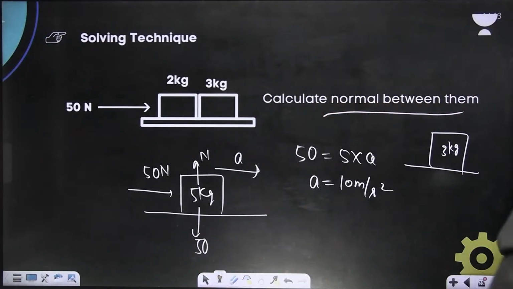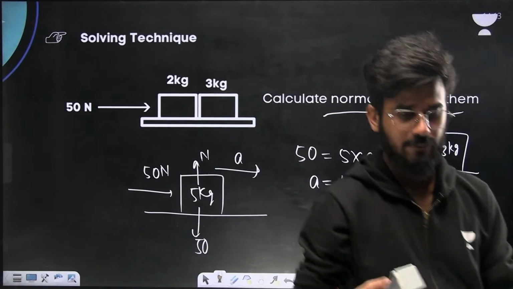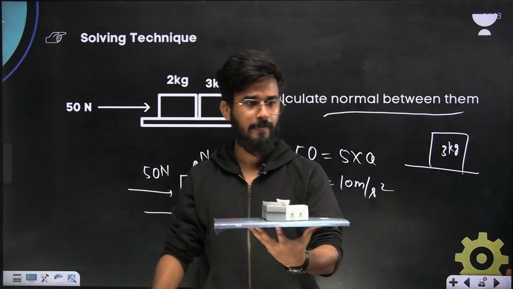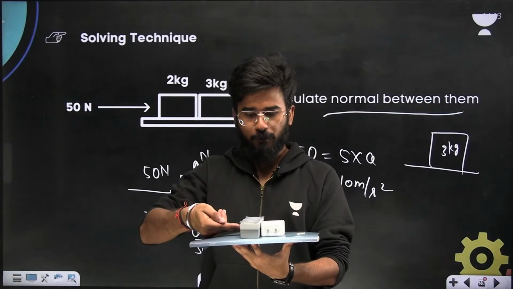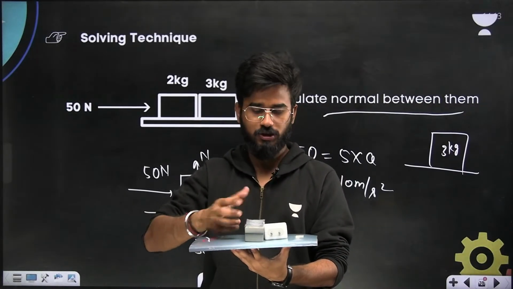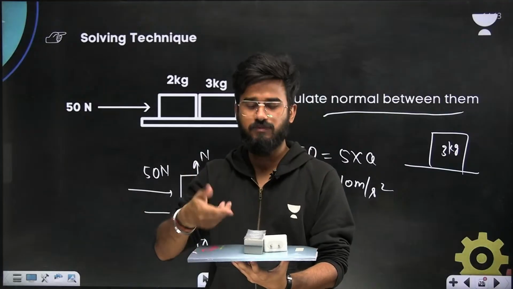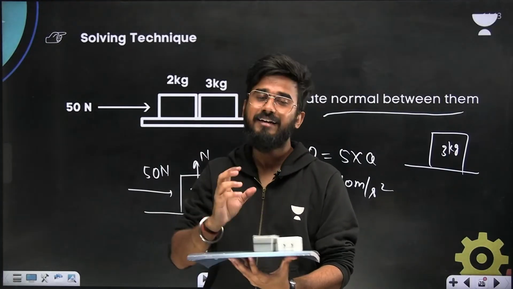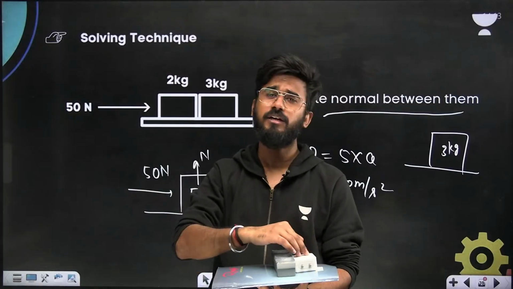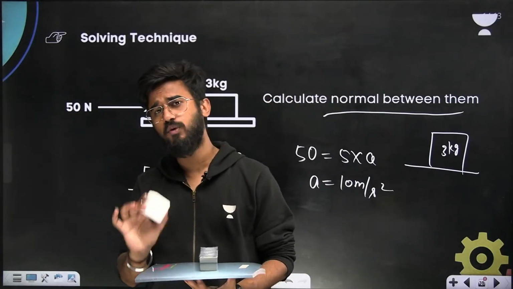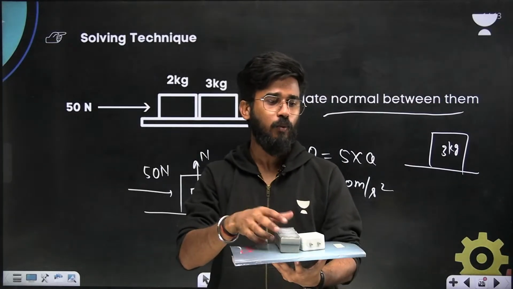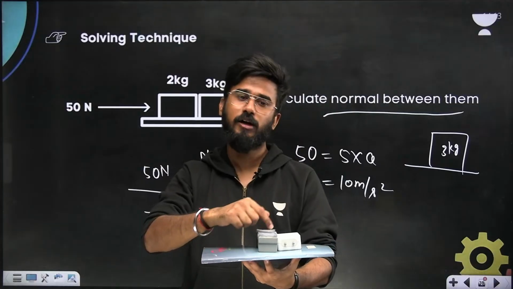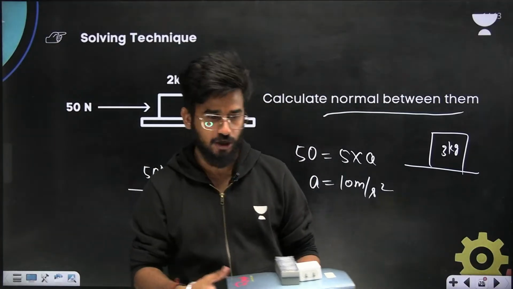We should take some light color thing. Okay, I'm taking this duster. Just look at this. Since I'm pushing this block, this block is moving. This is just bonus. This is moving because this block is applying some normal on this particular block. So this block is moving just because of the normal which is being applied by this particular block on this white block. Got it?